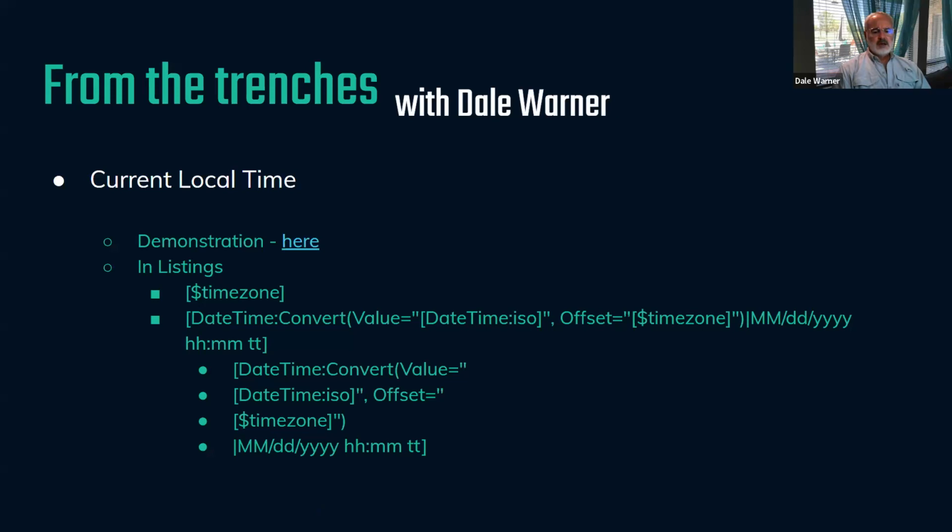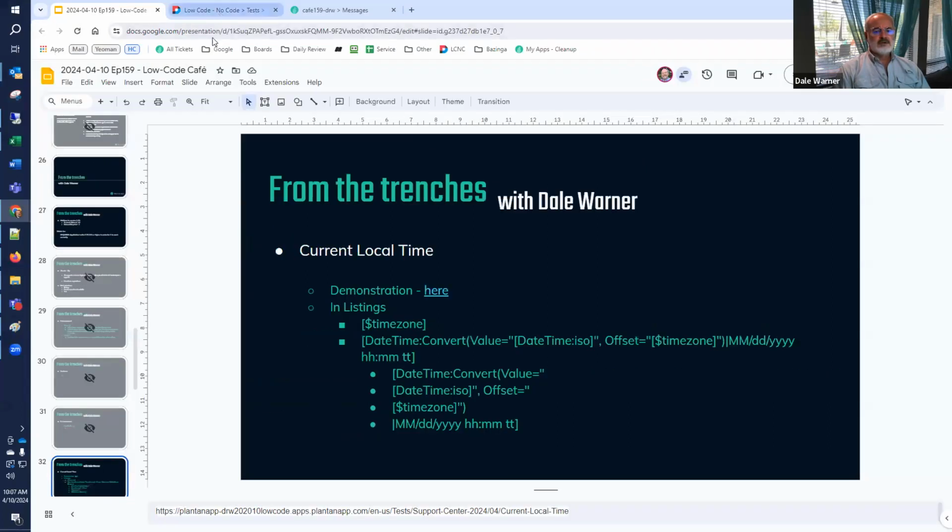But in listings, there is a token called time zone, and we'll explore that a little bit here in a minute. And the time zone, this is the time zone of the current user. So that information can be used together with this date time token that you're going to see here, where you can convert the date time ISO using the time zone and format it down to the way that you want to see it to produce a time. And so we'll come back to this in just a second, but let's see what it looks like.